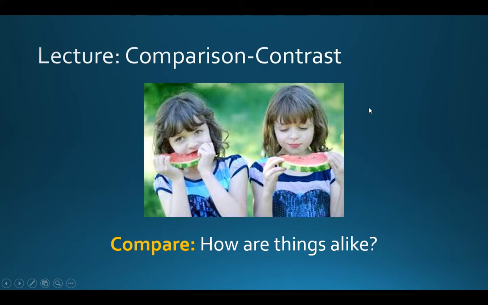When we compare, we are looking at how things are alike. So when we look here, we have two young girls. They're both eating watermelon. They both have dark hair and similar hairstyles. So that's how things are alike.